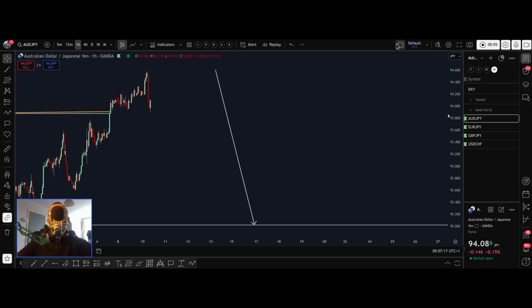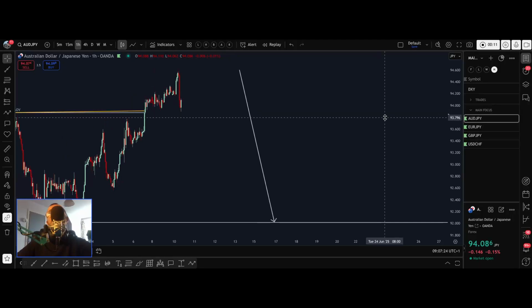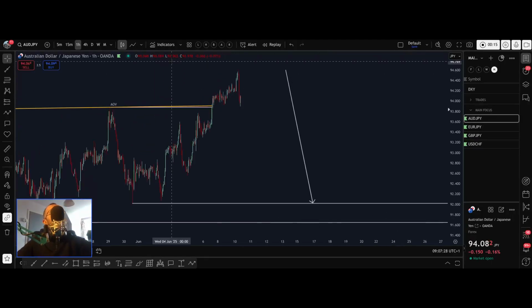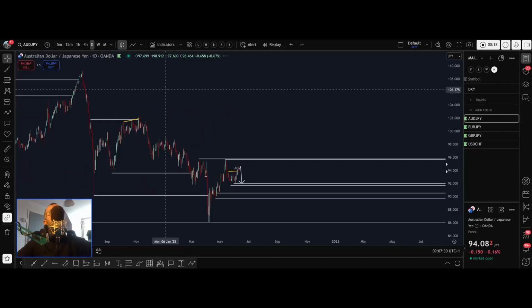So I have four pairs on watch today: Aussie yen, Euro yen, pound yen, and dollar Swiss. I'm going to break these down for you. Got a lot to get through, so we're going to start from the higher time frames.